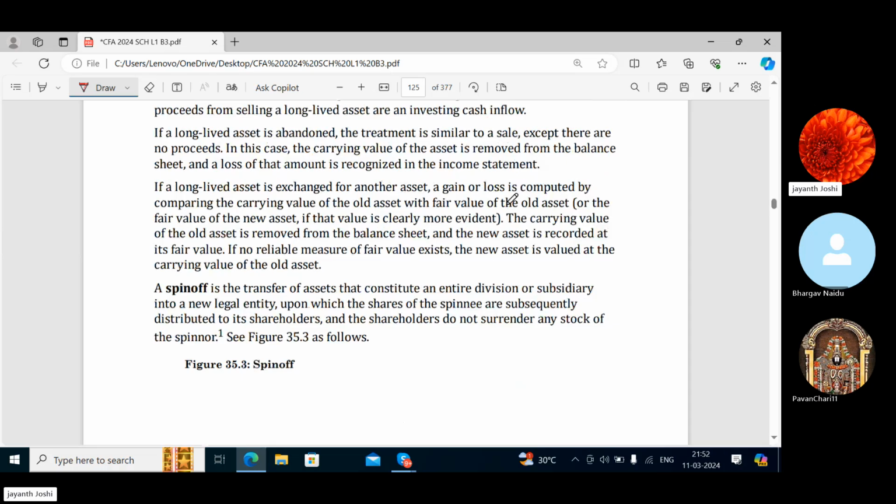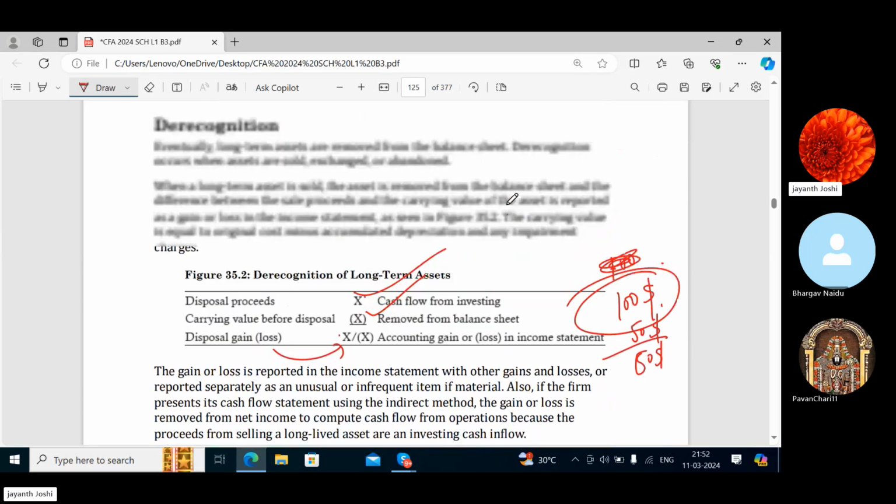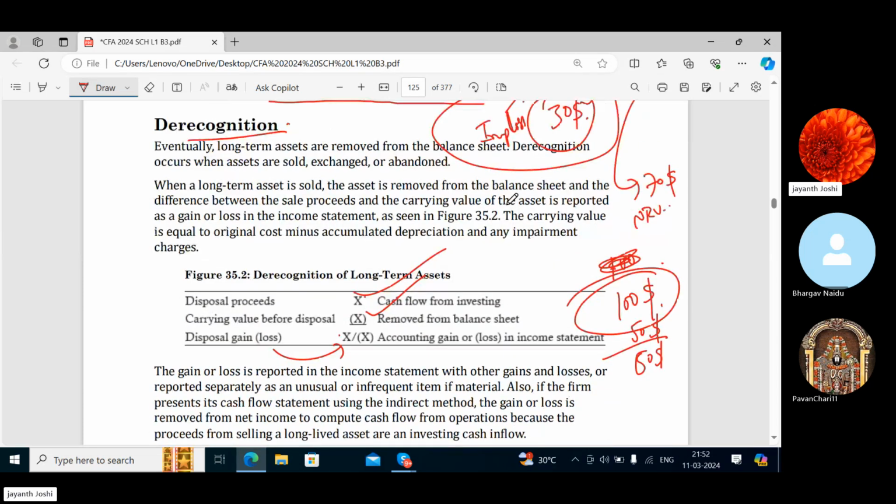Now there is a point here. If it is a profit, you will show it in the SOPL. If it's a loss, you will show it in the SOPL.